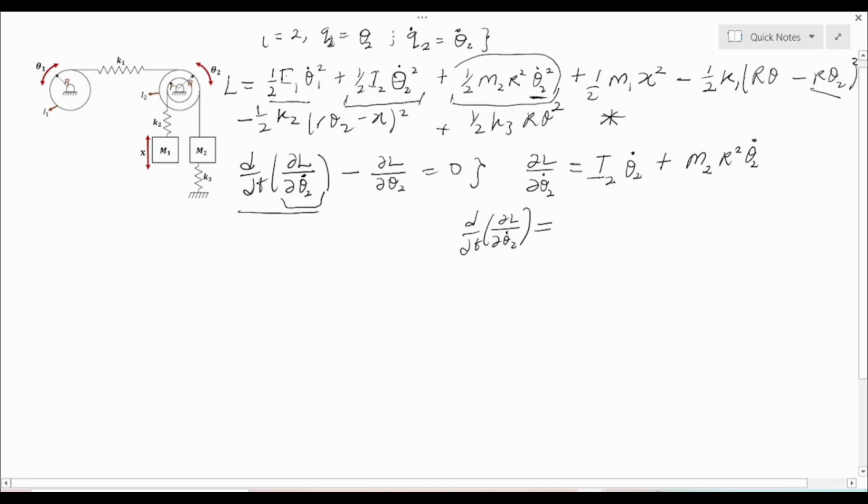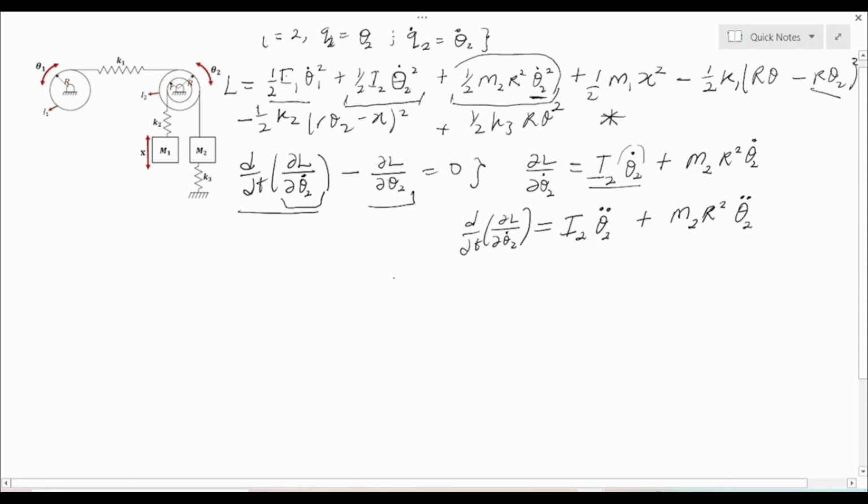Quickly, if you differentiate this with respect to time, I2 is constant, but theta 2 dot, the velocity, is a function of time. So if you differentiate with respect to time, you get acceleration. So that becomes I2 theta 2 double dot, which represents acceleration. And if you do the same for the other one, we have m2 r squared constant because radius is constant, mass is constant. But if you differentiate theta 2 dot again with respect to time, you get acceleration, which is theta 2 double dot.